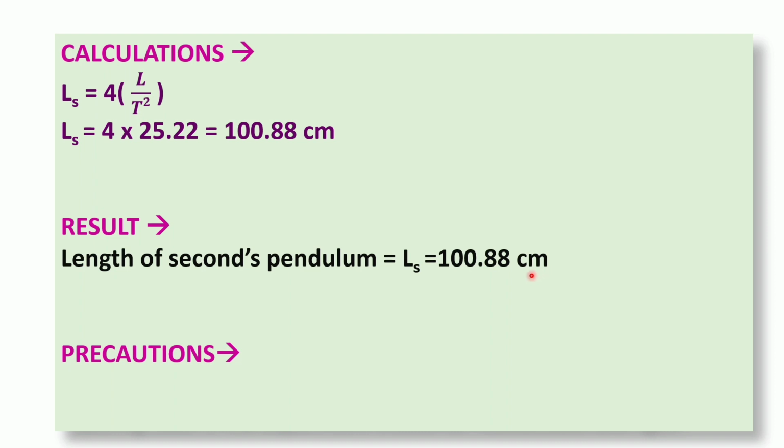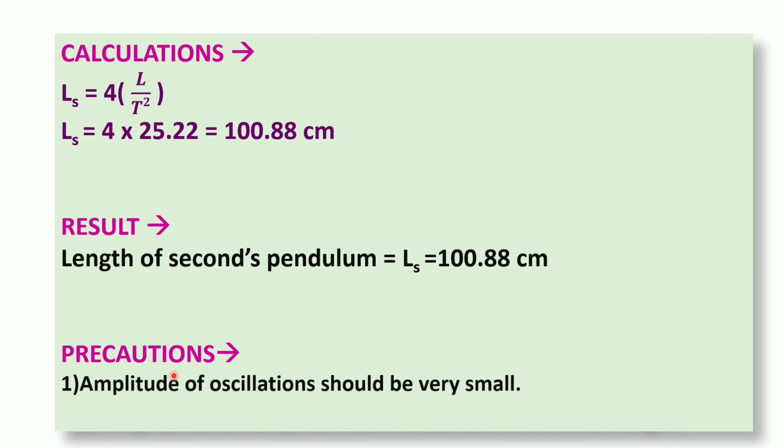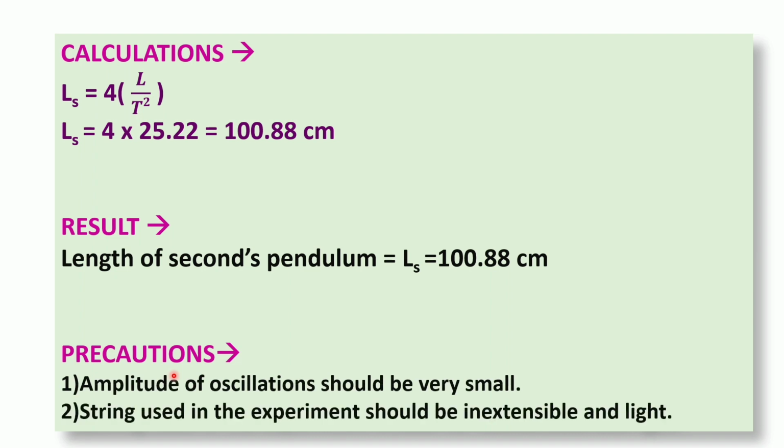Now the precautions which we have to take during this activity are: the amplitude of oscillation should be very small and the string used in the experiment should be inextensible and light. If it is not inextensible, then the length may vary during the oscillations and it may change the time period. And the amplitude should be very small. If the amplitude is not small, we cannot consider it linear simple harmonic motion.